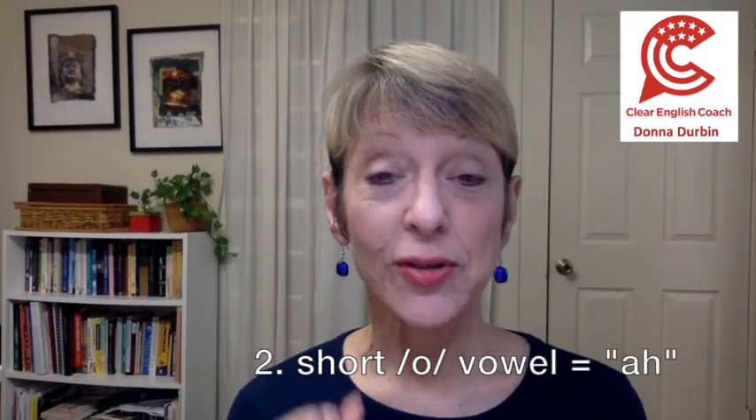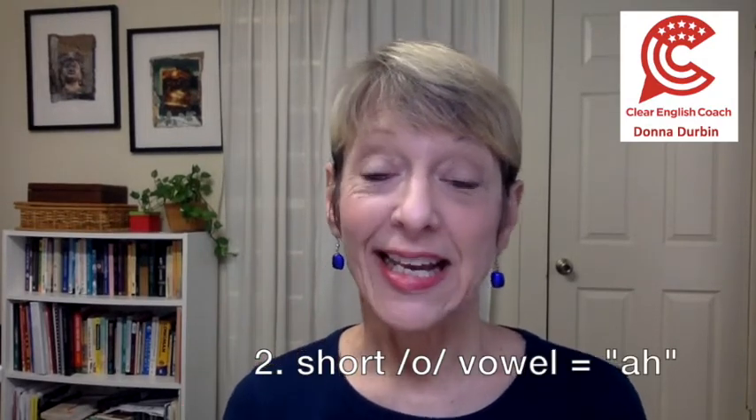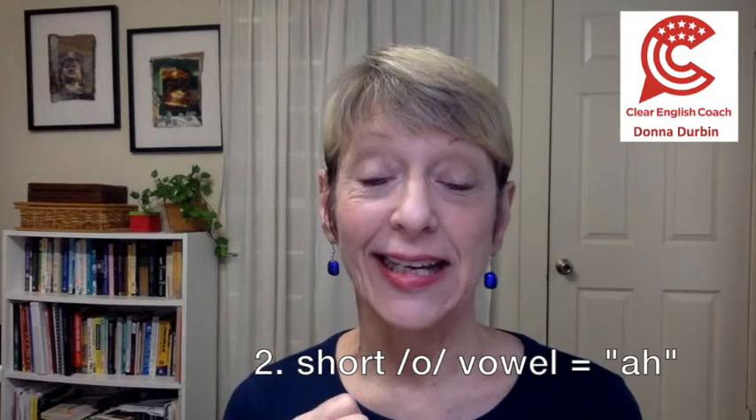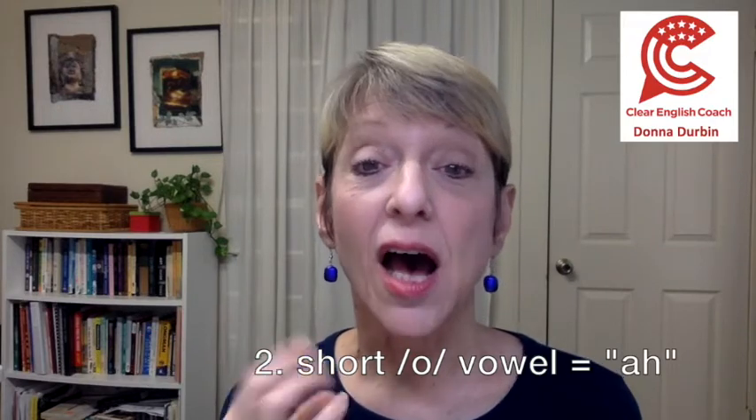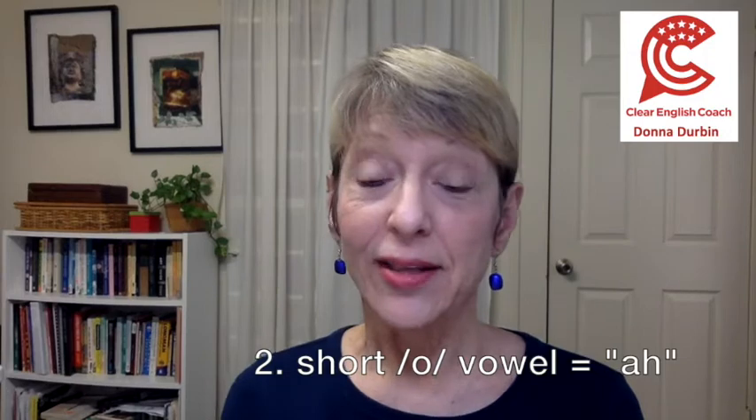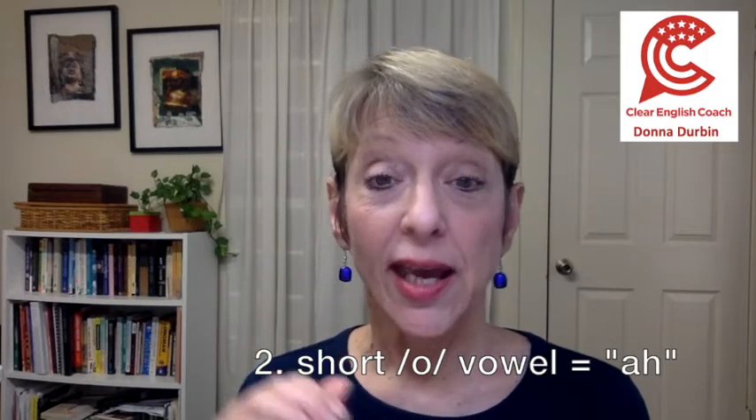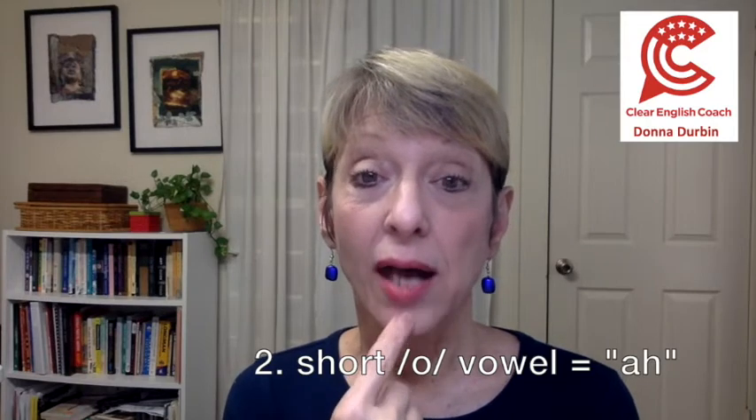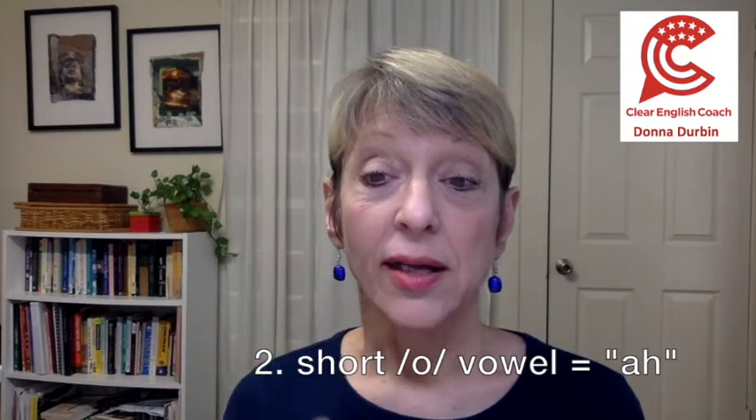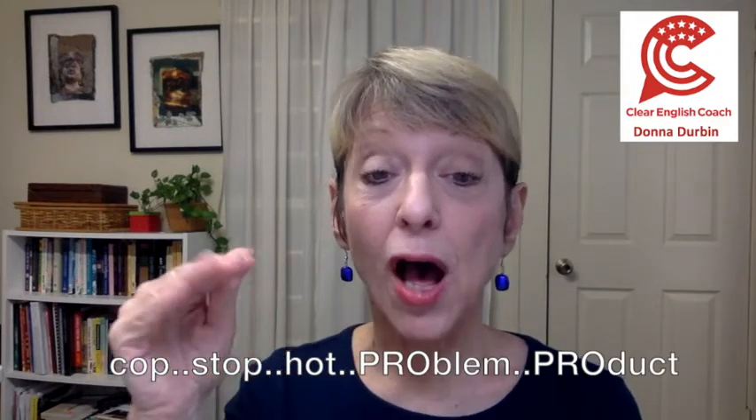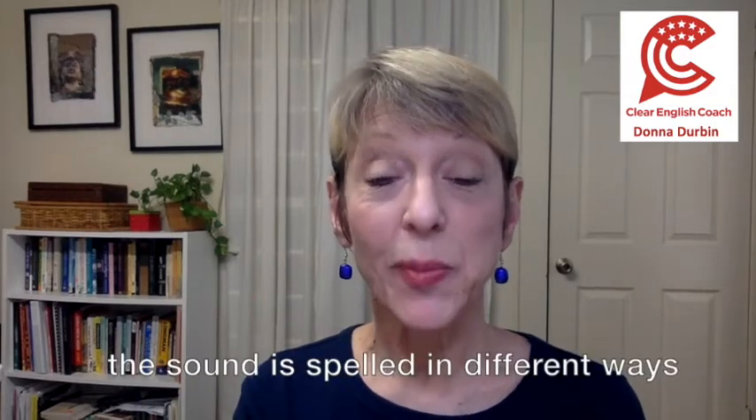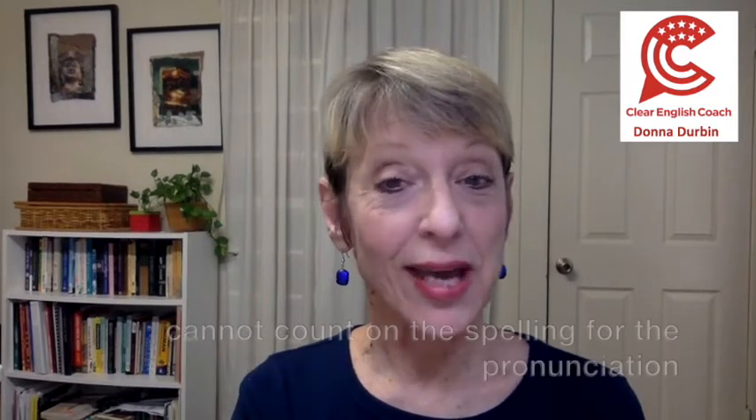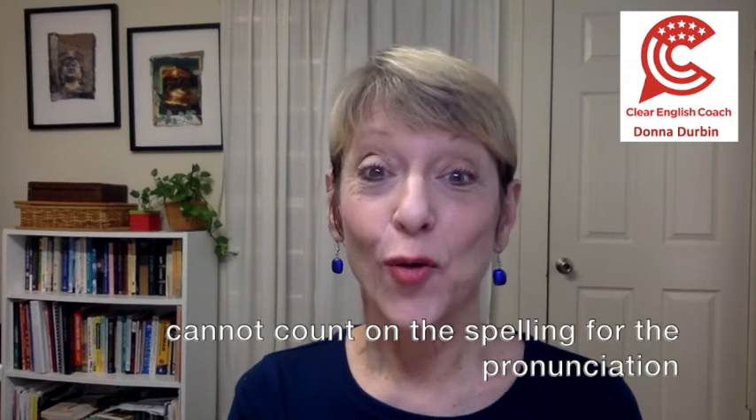Now, the number two sound that gives people trouble is the short O sound in English, which is pronounced ah. Now, how do you make this short O sound? You drop your chin and say ah. Like cop, stop, hot, problem, product. The sound is spelled in different ways, so you cannot count on the spelling for the sound.